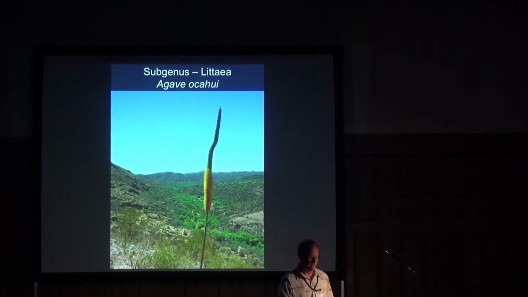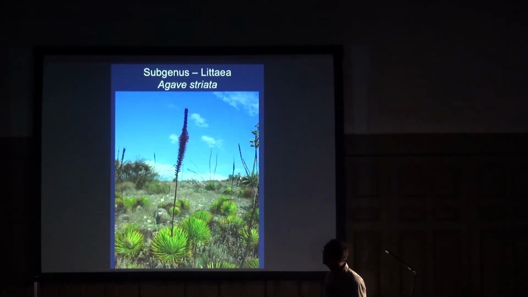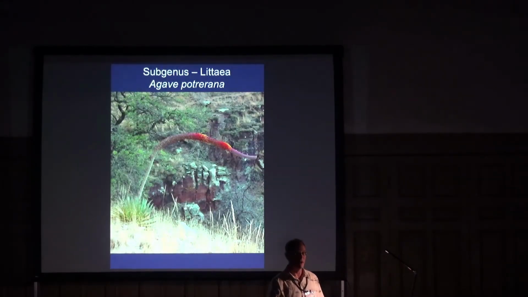Okay, subgenus Lidii, they don't have those very long or sometimes short side branches, and all the flowers are on very short pedicels, pretty much attached directly to the main stalk. So you'll see the flowers are packed together all along that main stalk, and that's the key characteristic for this subgenus. Agave striata has the same type of arrangement, as does Agave pelona and Agave potrerana. So these are all types of Lidii with the flowers more or less on short pedicels directly on the main stalk. So those are the two main subgenera.